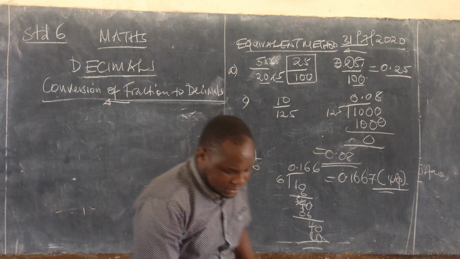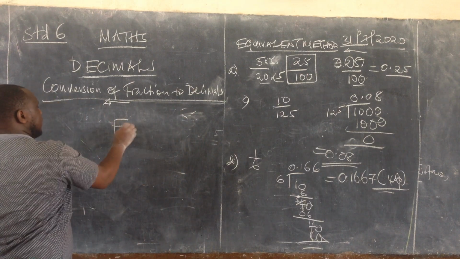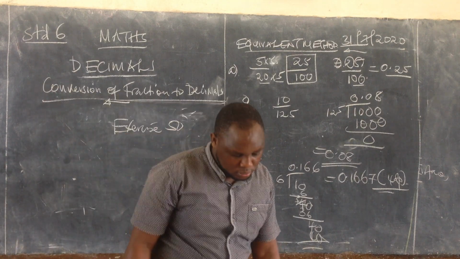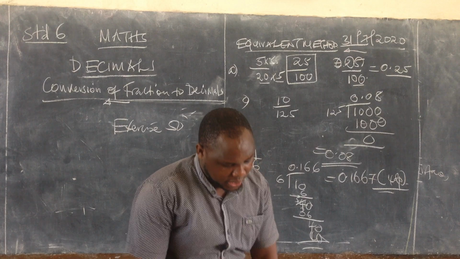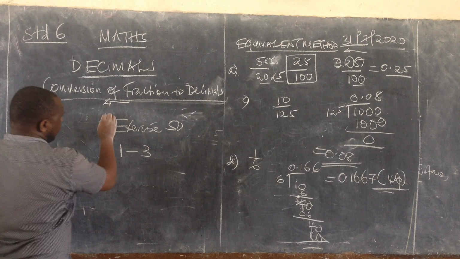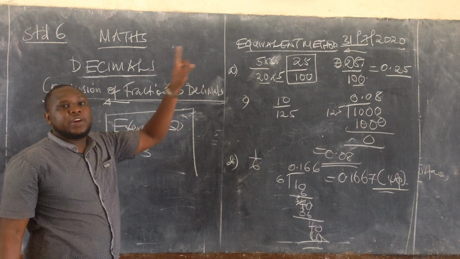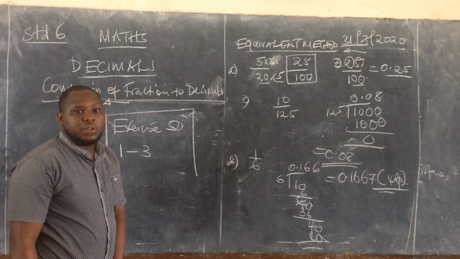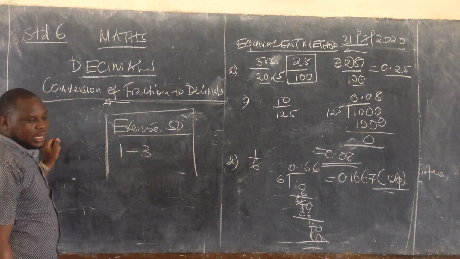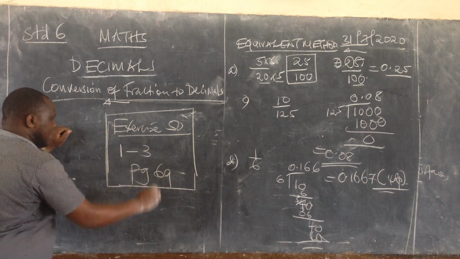So I'm going to give you an exercise, exercise 50, running from number 1 to 3. If you have understood this method, there is no use of using the equivalent method, because sometimes it's going to give you some difficulties in getting the equivalent fraction. So number 1 to 3 on page 69. Ensure that work is done and done well.